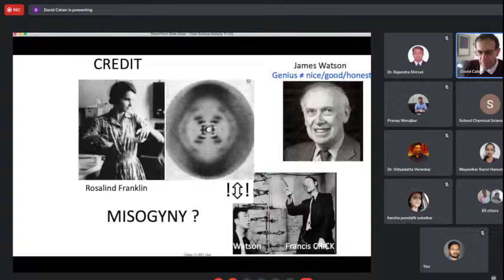Afterwards, there was the book of Watson, in which he made fun, in a not so pleasant manner, of Rosalind Franklin. Rosalind Franklin died of cancer in the late 50s before Wilkins, Watson, and Crick got the Nobel Prize.